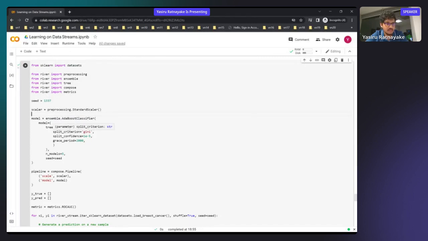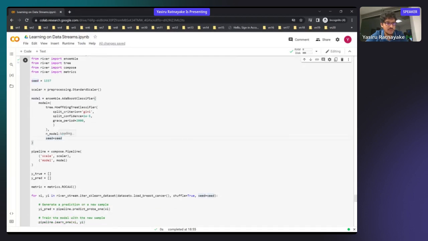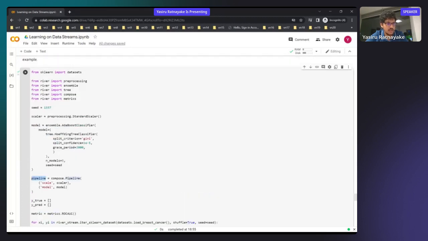And it has an interesting implementation that I won't go into detail here. But what I'm going to do is define this model and actually make it an ensemble model, this AdaBoost classifier. So AdaBoost actually takes in another model, so you would feed in this Hoeffding tree classifier in there. I'm going to go with like 5 of those models, and I'm going to have my seed there to make this reproducible. And then I'm going to define a pipeline, just like I would in scikit-learn.